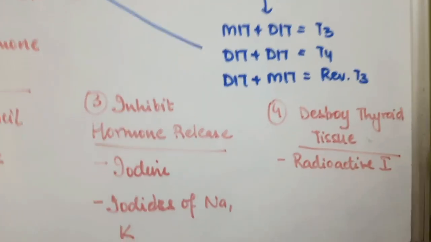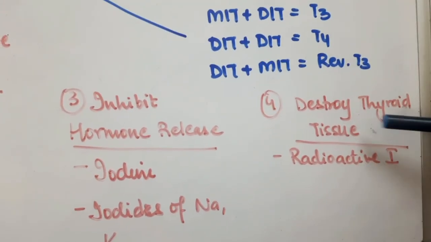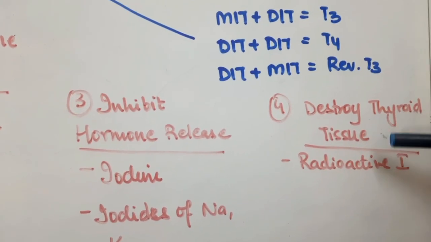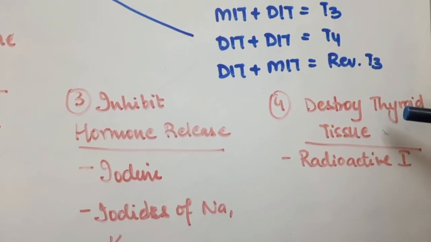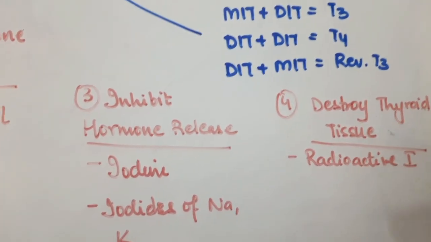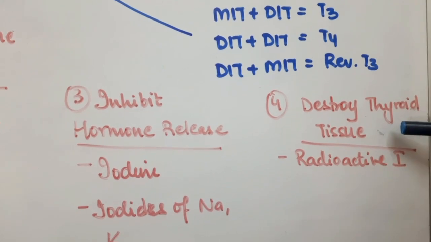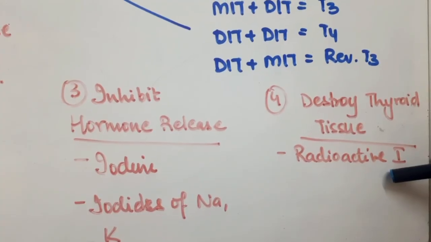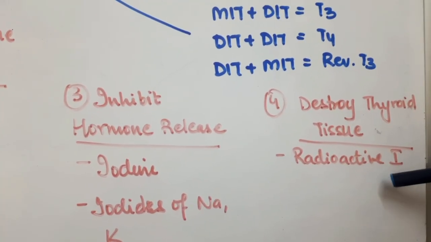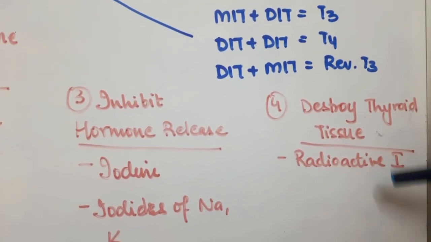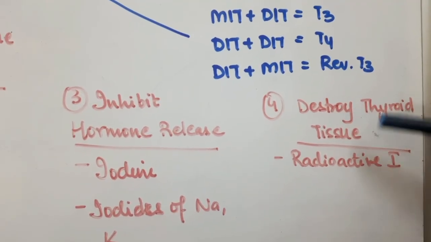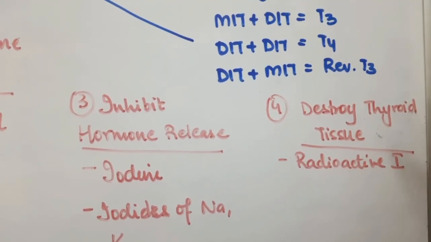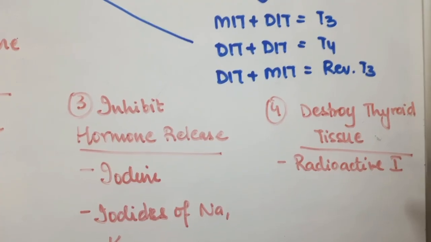The fourth group of drugs are drugs which destroy the thyroid tissue. So if thyroid tissue is destroyed, there will be no formation of thyroid hormones. So that is how these drugs act, and there's only one drug over here, radioactive iodine or I-131. That is the isotope which is responsible for destruction of thyroid tissue and thereby decreasing thyroid hormone production.